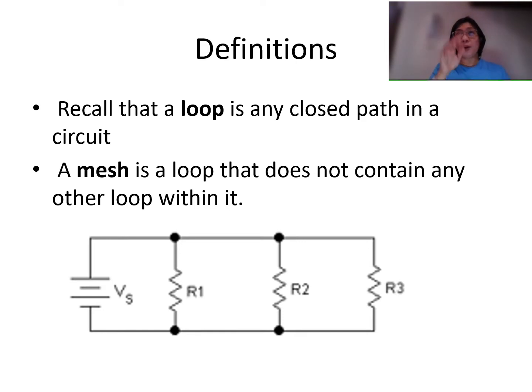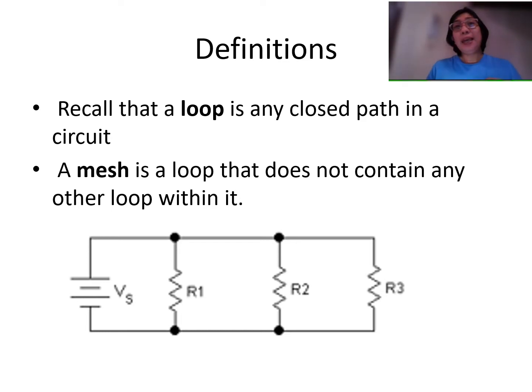Let us recall from our previous definitions that in KVL, we are usually traveling across a loop. What do we mean by a loop? A loop is any closed path in a circuit. Then we also have the definition of a mesh, which is a sort of loop. However, a mesh is a loop that doesn't contain any other loop within it. So let us now differentiate loop from mesh.